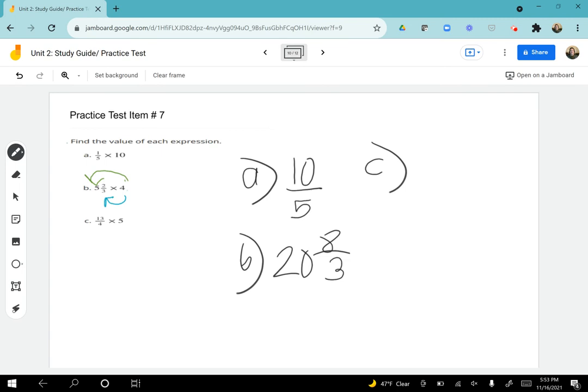And then C is pretty straightforward. We're just multiplying the numerator by the whole number. So in this case, it would be 65, and that's 65/4.